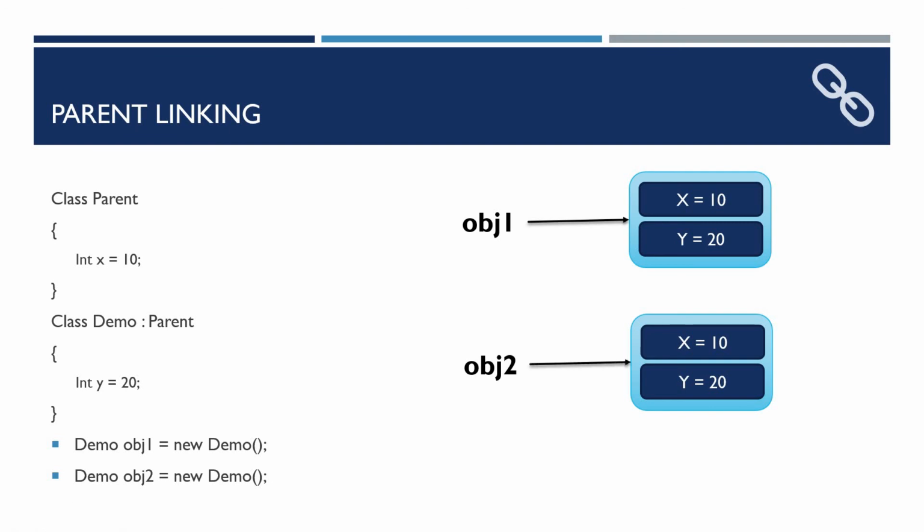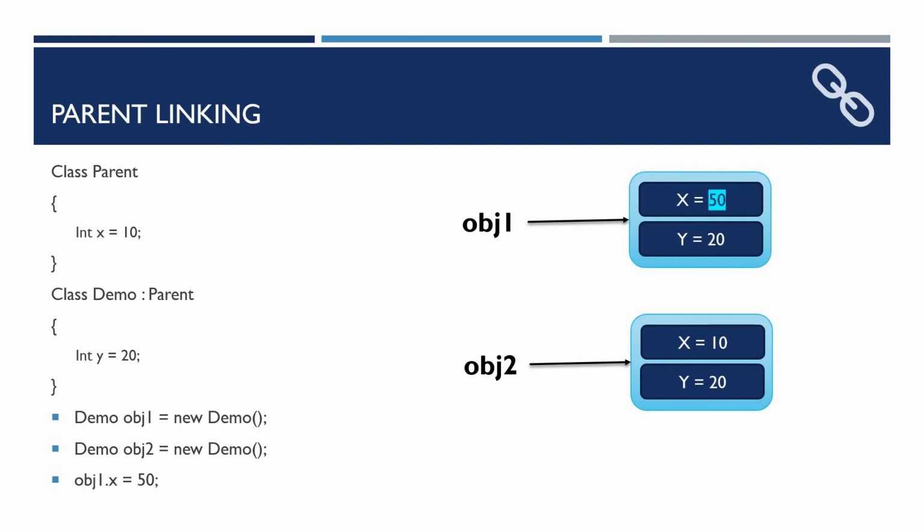Here obj1 has its own parent memory, and obj2 also has its own parent memory. That means if you modify the obj1 parent value, only the obj1 parent value will be modified. If you modify the obj2 parent value, only the obj2 parent value will be modified. So if I modify obj1.x, only the first parent value will be modified, not the second one. So this is how it works in C#.